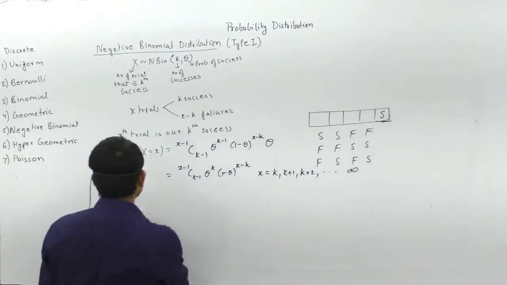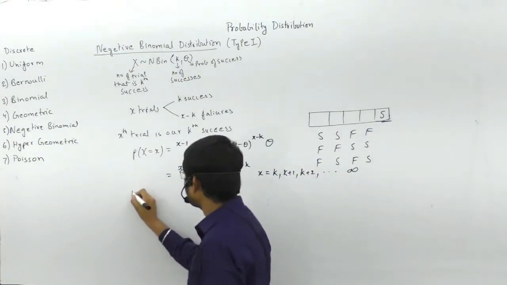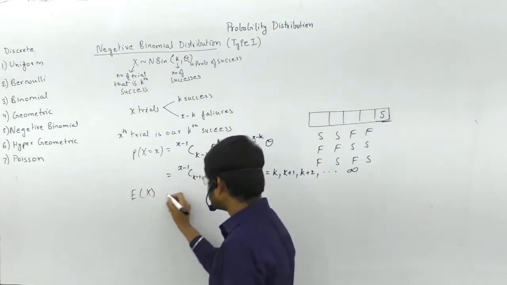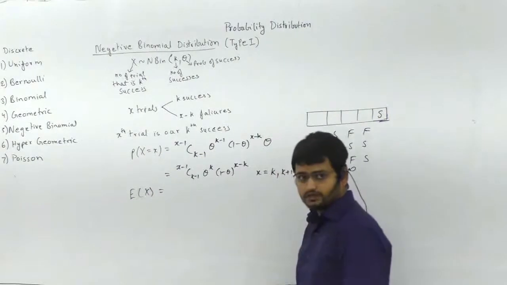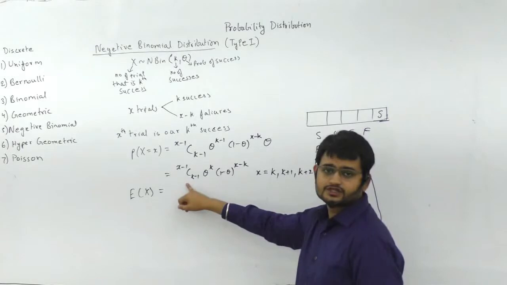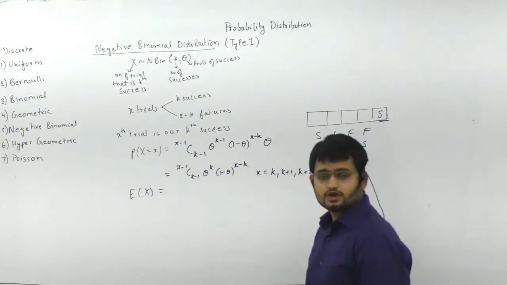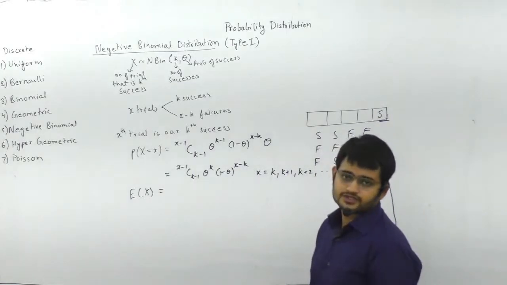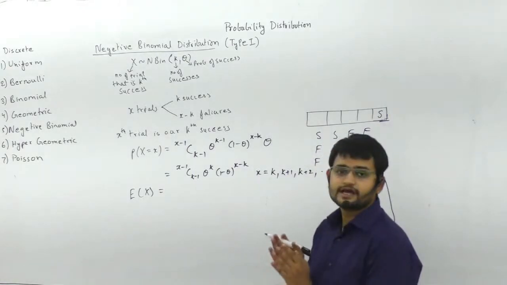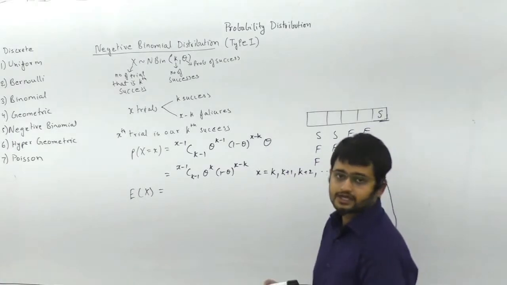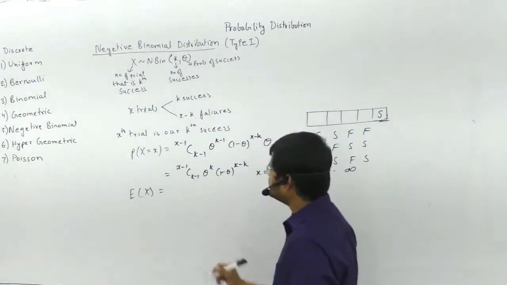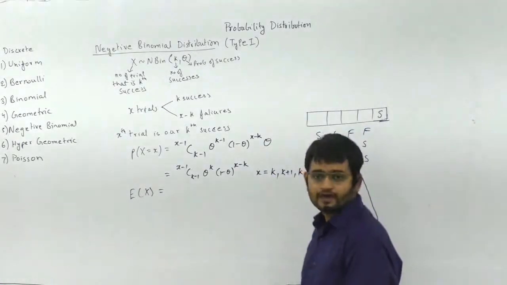Now let's talk about the expected value. Whenever we have combinations, what we do is we use logic. It is not impossible to find using combinations, but it is a lengthy process, so we skip it, because that is never asked in our examination. So how do we find the expected value?